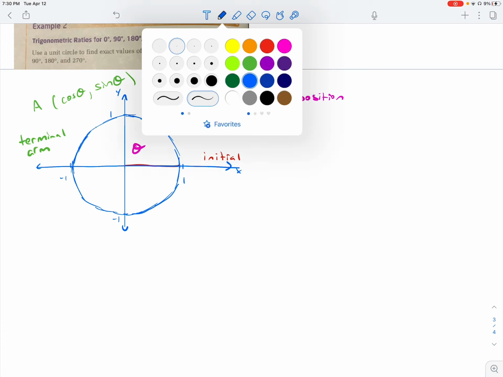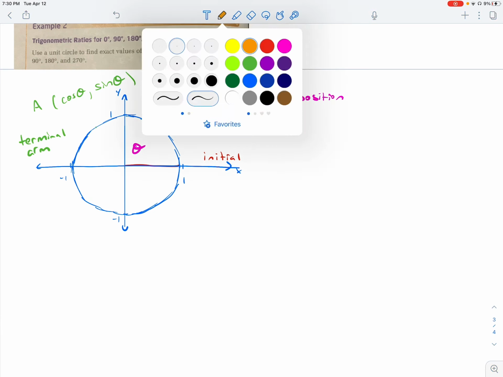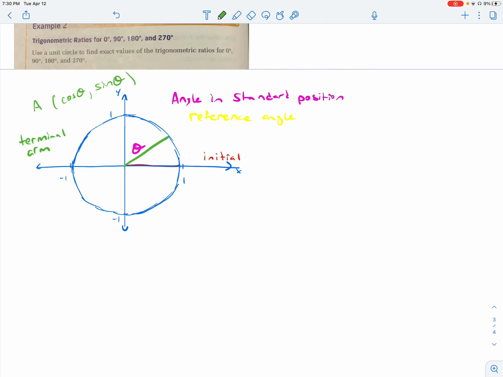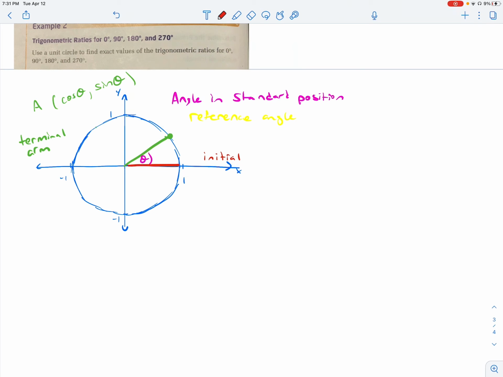So let's draw the terminal arm. Let's draw it up here. Actually, I'm going to use green. We'll draw it right here. Okay, we're going to move theta over inside. Okay, and this is our initial arm. So we have our initial arm, we have our terminal arm, we have the angle in standard position. When the angle in standard position is less than 90, you don't need to worry about a reference angle.